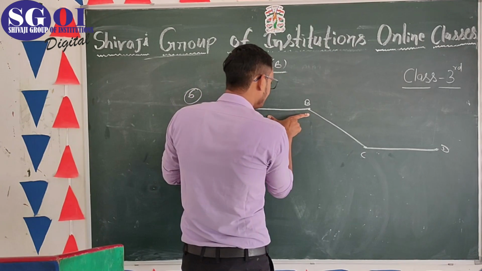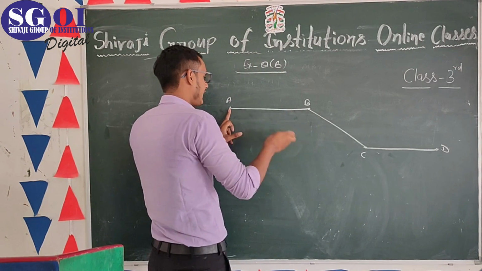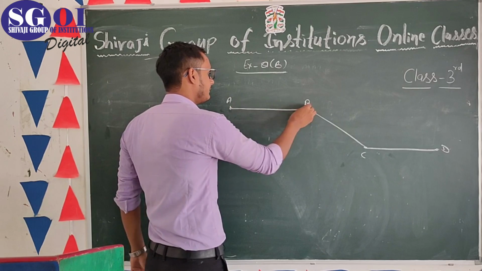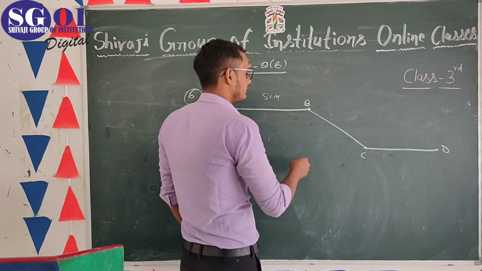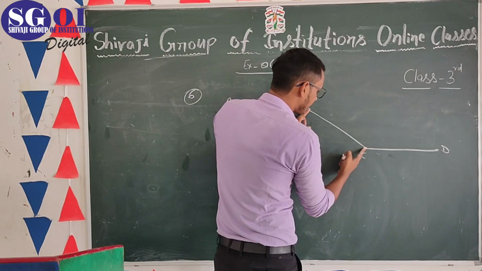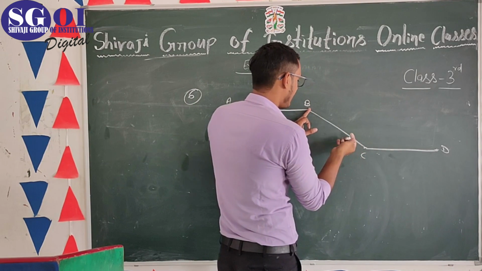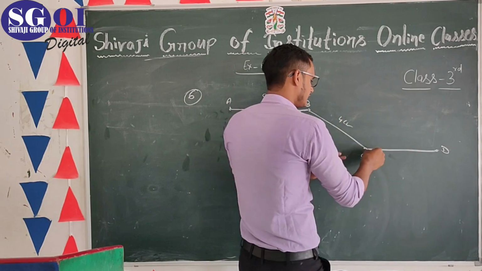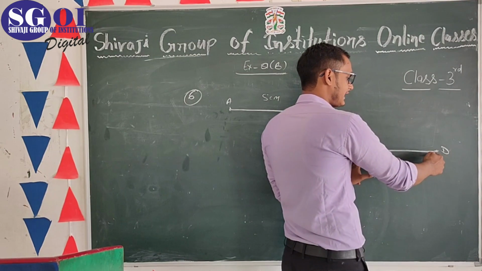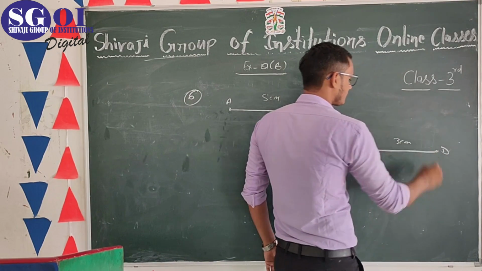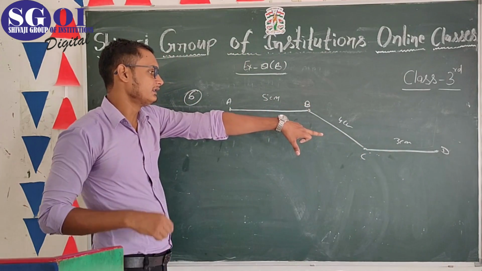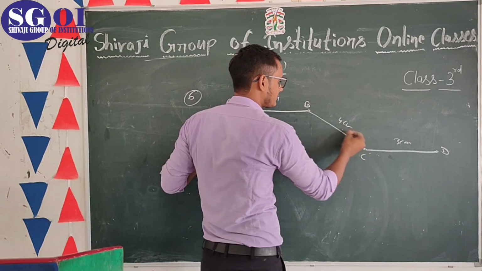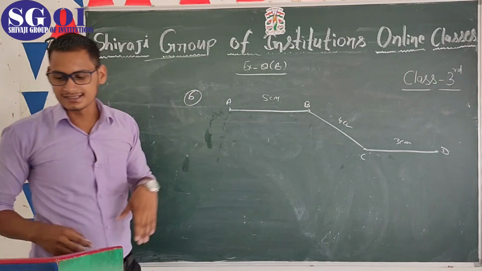So we put the scale here and measure the length with the help of the scale. Maybe the length of AB is 5 centimeter. We put the scale above line BC and find the length of BC, maybe 4 centimeter. Then we put the scale above line segment CD and find the length of CD. Maybe AB is 5 centimeter, BC is 4 centimeter, CD is 3 centimeter.